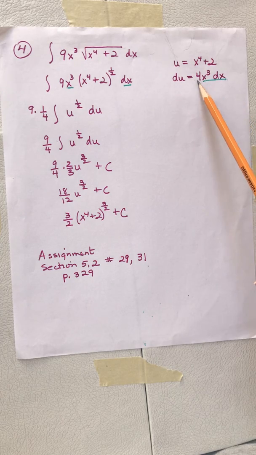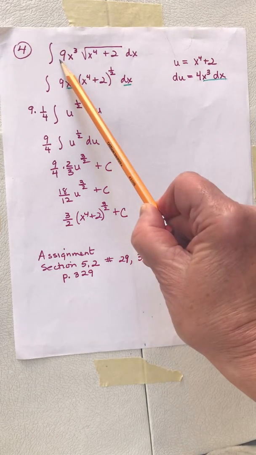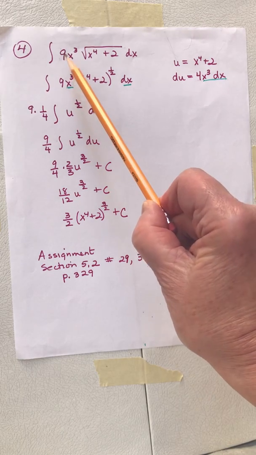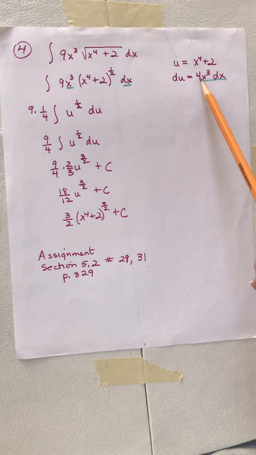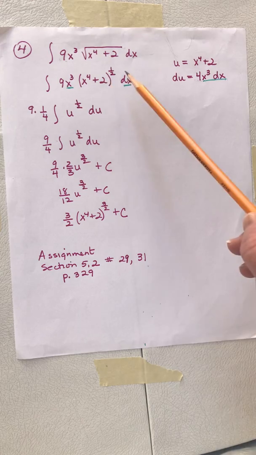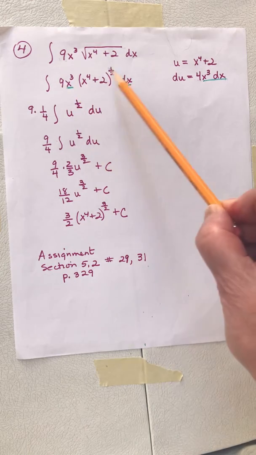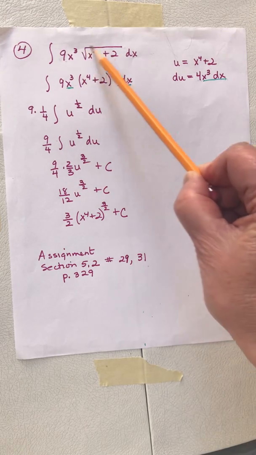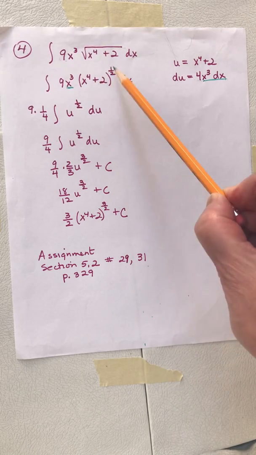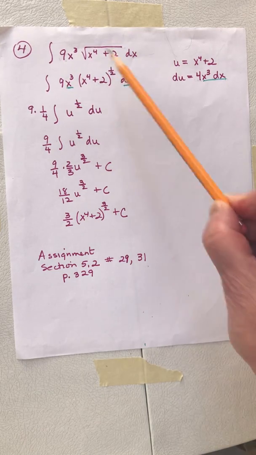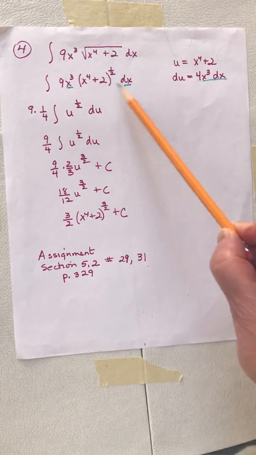Well, I got a 4, I needed a 9. I can't get rid of the 9 because it's in the problem, but I can get rid of the 4. Oh yeah, I forgot. I rewrote this as x to the 4th plus 2 to the 1/2 power. Forgot to mention that. Okay, so anyway, back to the problem at hand.